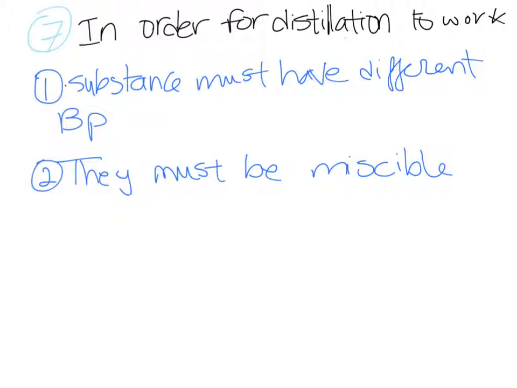In order for distillation to work, we must have two things. First of all, our two compounds must have different boiling points, because we're basically manipulating their boiling points and separating them out. And the other thing is that our compounds have to be soluble in each other. That way they would have different boiling points.